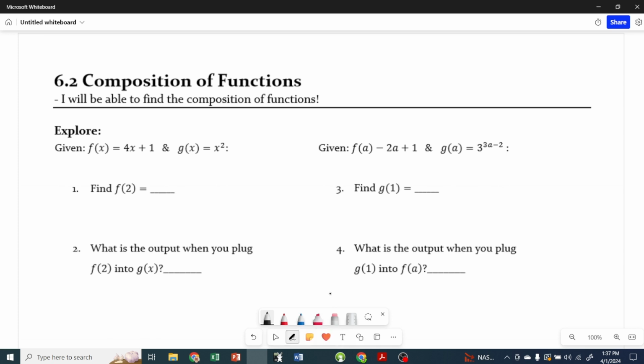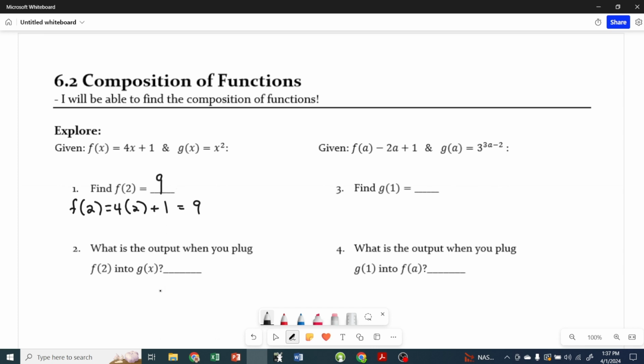So, what we're going to work on here is this first one. We're going to do a little exploration here, and we're going to find f of 2. So, f of 2 is nothing more than we just take out x in the function and we rewrite it with 2 in parentheses. So 4 times 2 is 8 plus 1 is 9. So f of 2 is 9.